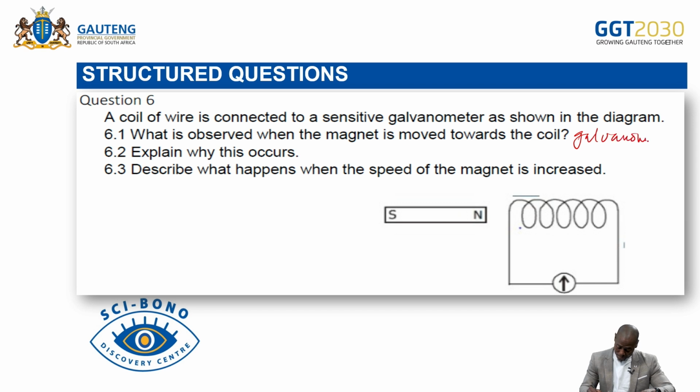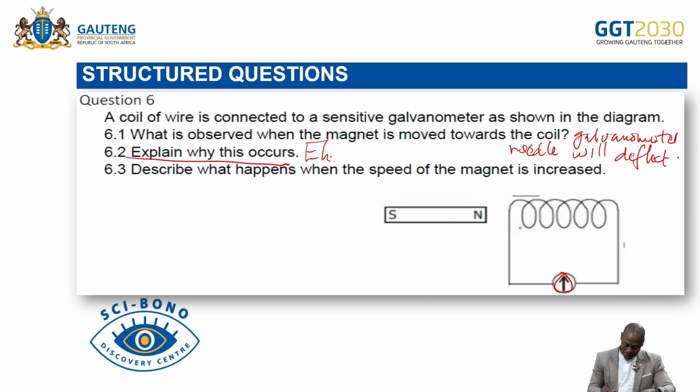The galvanometer needle, which is this, will deflect. Right? Explain why this occurs. Obviously, here we have to use electromagnetic induction. Use electromagnetic induction. Obviously, you explain why it occurs.